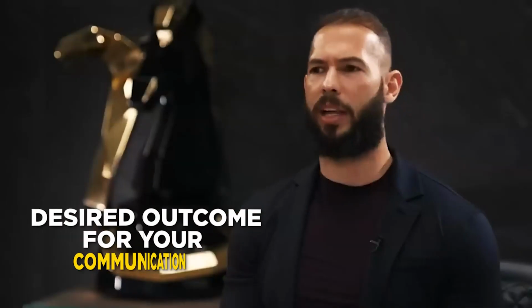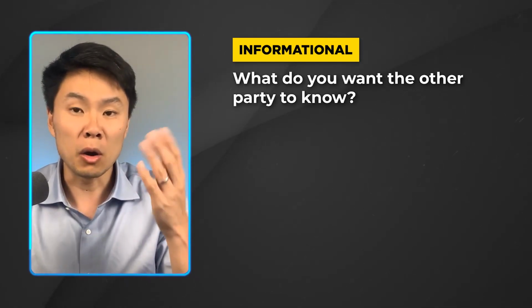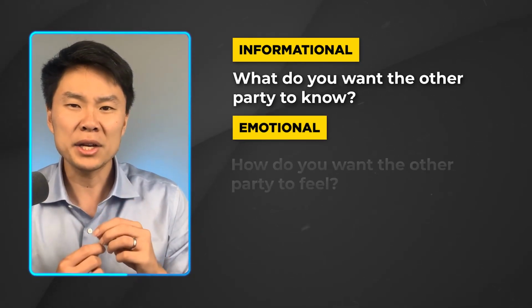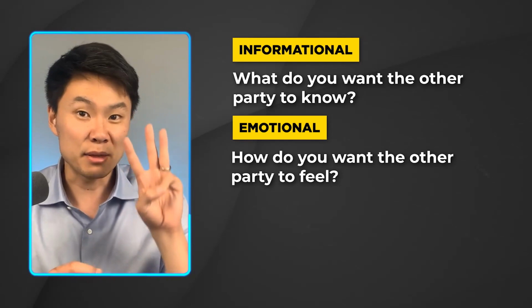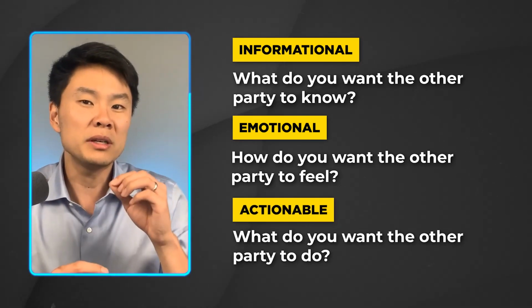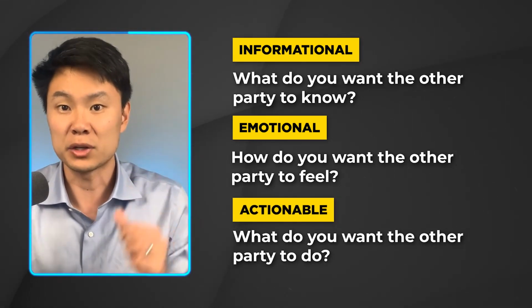Now, in order for any of these frameworks to work successfully, you need to have a desired outcome for your communication, and there are 3 possible outcomes you could have. The first is informational. What do you want the other party to know? The second is emotional. How do you want the other party to feel? And the third is actionable. What do you want the other party to do by the end of your communication?